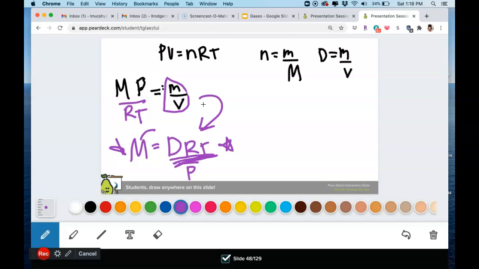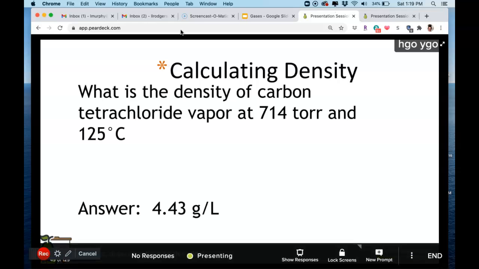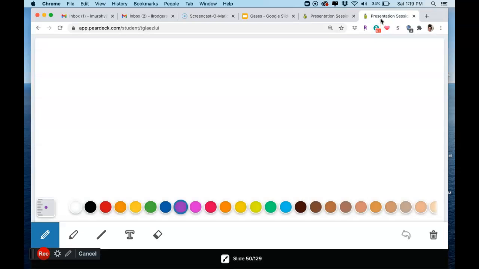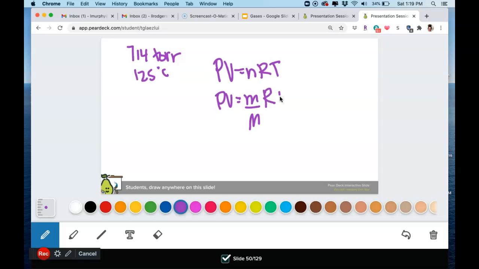So we will use this concept to figure out density of gases. So we're going to find the density of carbon tetrachloride vapor. Remember, vapor means gas, and I give you a pressure and I give you a temperature. So 714 torr, 125 Celsius. Okay, and we want density. Well, PV equals nRT. I'm going to always do it this way because I don't expect that you will memorize everything. So I'm going to just keep doing the conversions. Replace your moles with mass over molar mass. Okay, and then let's rearrange to get density. So molar mass comes up here.